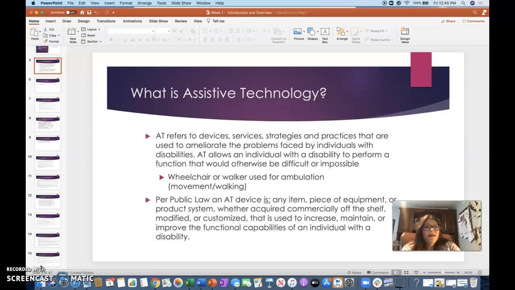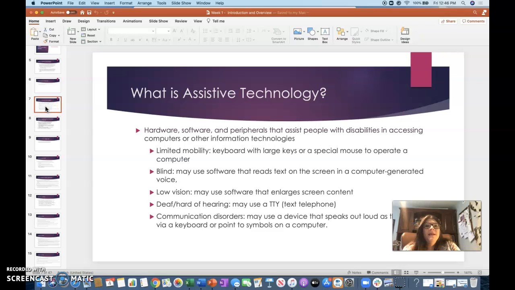There is a public law in our federal guidelines related to AT, and it defines assistive technology devices as any item, piece of equipment, or product system, whether we can purchase it or whether we modify something that's been purchased or we make something from scratch as an AT device. And for that to be considered as AT, it needs to be used to increase, maintain, or improve the functional capabilities of that person with a disability. So when we look at that software, those peripherals, that hardware to give that assistance, just a couple of ideas that help you better wrap your head around it.